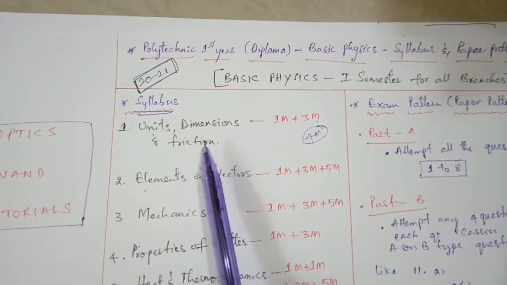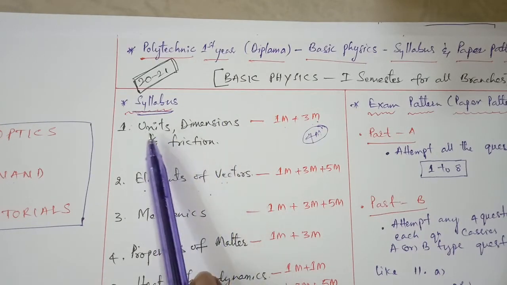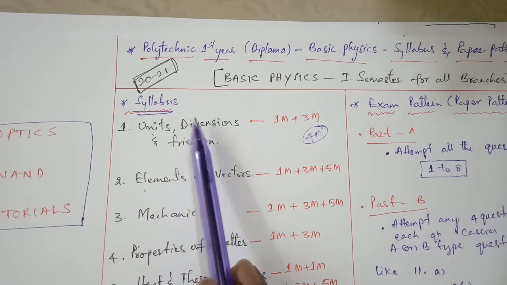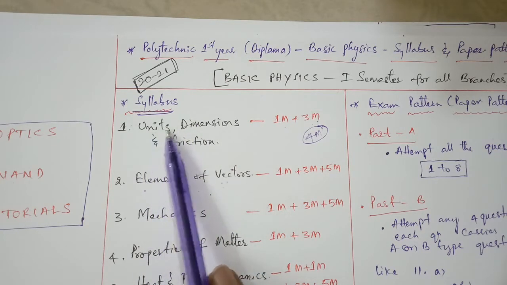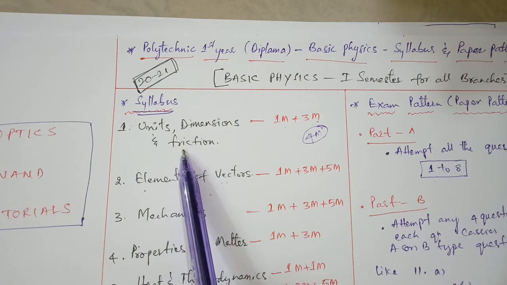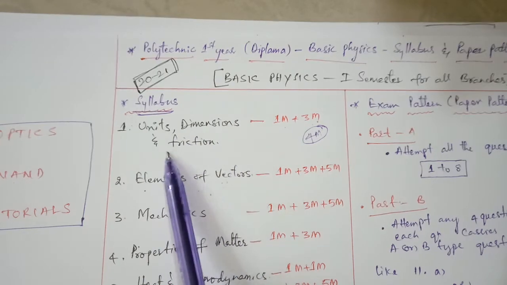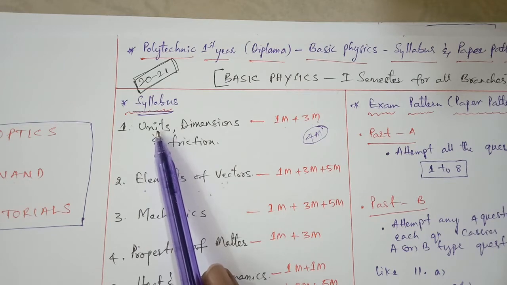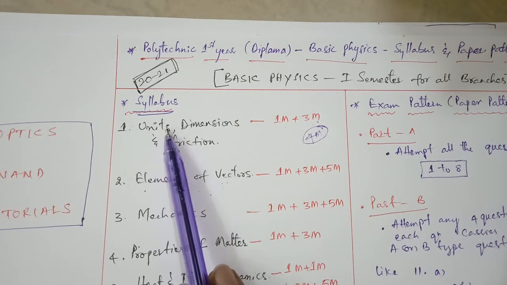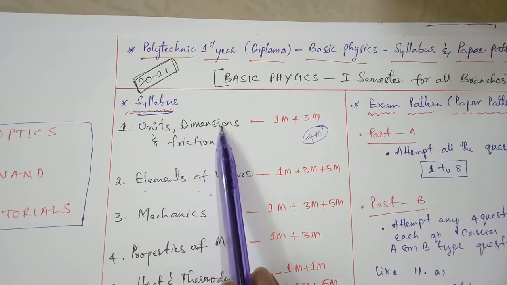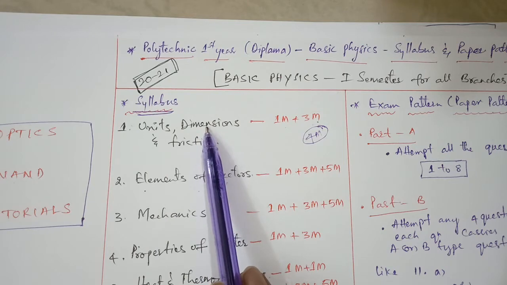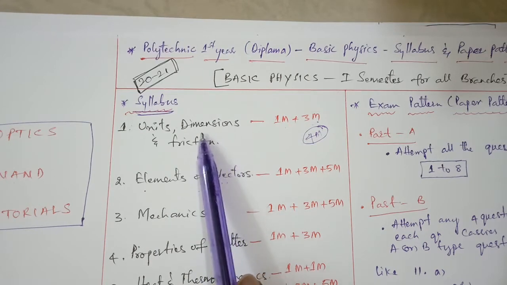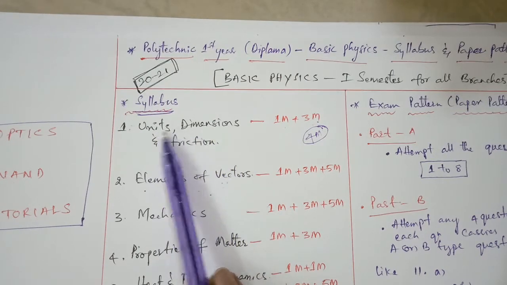And if you see the syllabus, first we have 6 chapters. First one is units, dimensions and friction. If we go through it topic wise: what are units, what are the types of units, what are fundamental units, derived units, what are dimensions, what is dimensional analysis, what is error. Like that we will see in the first chapter.